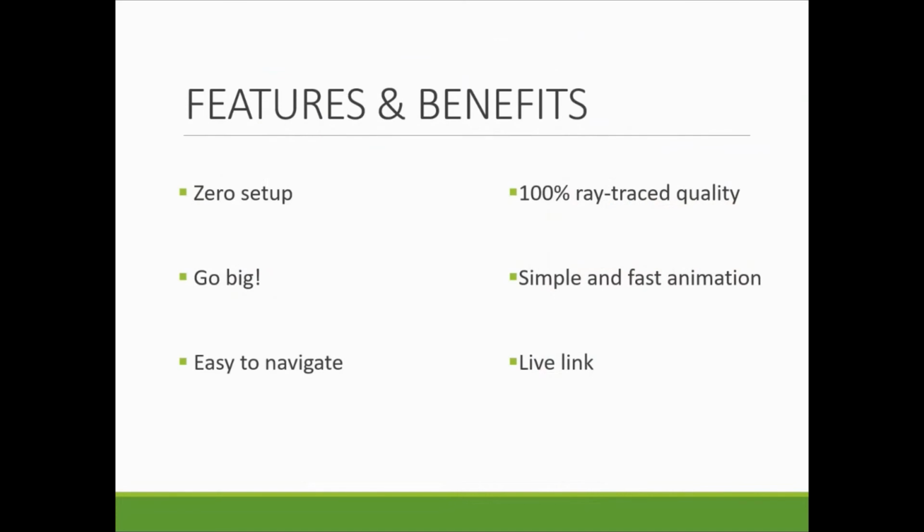Here are the features and benefits of Chaos Vantage. It is very easy to set up, and we can even deal with huge models. And also we can navigate and move around within our model. And since it is 100% ray traced, it will give most realistic renders. And also we can do simple and fast animations in Chaos Vantage. The other interesting feature is called Live Link, with which we can link our 3ds Max model to our Chaos Vantage window.